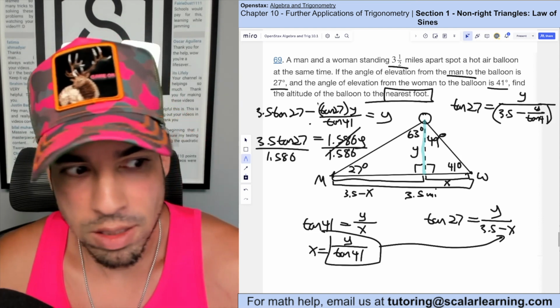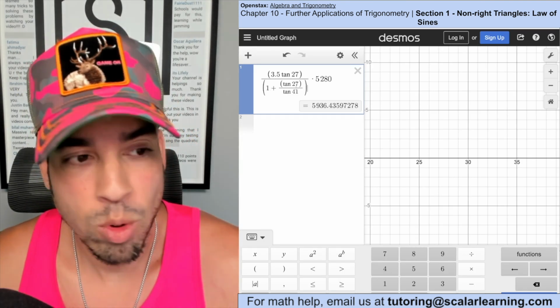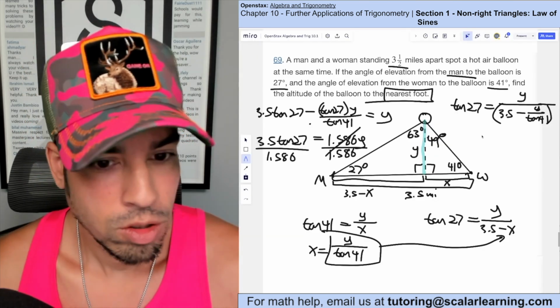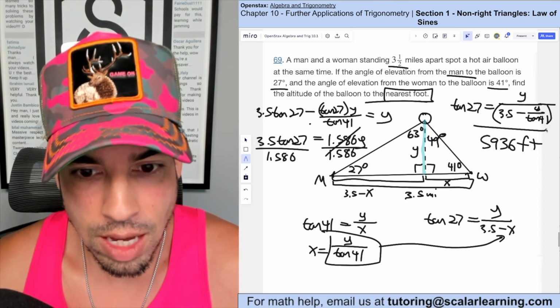And now we're going to plug this into Desmos. And here, instead of using 1.586, I just went back to the more exact value. And then we get 5,936. So the answer is 5,936 feet. That's how you do it.